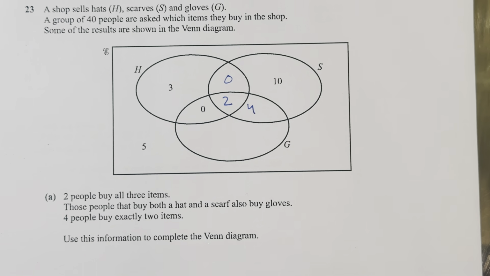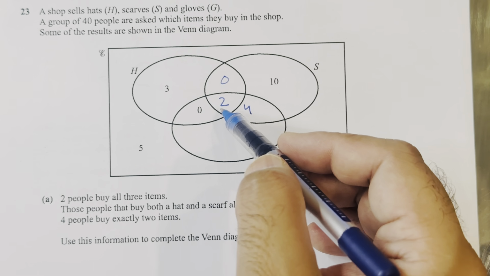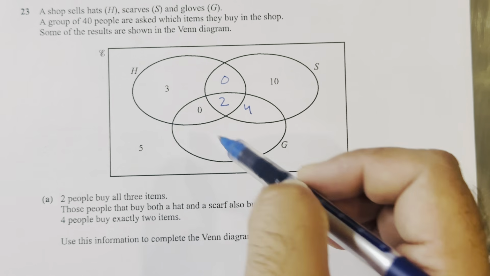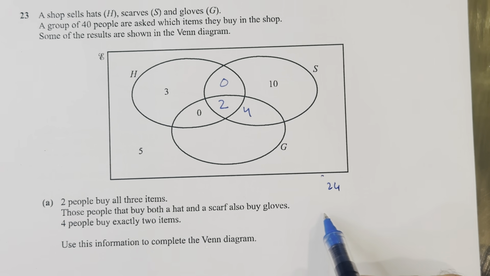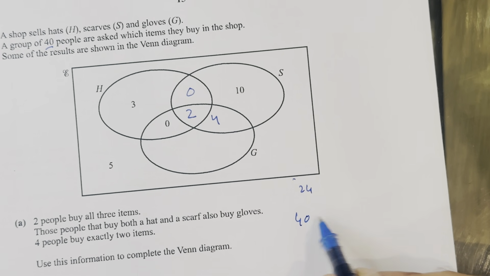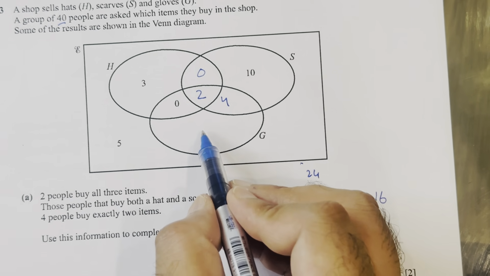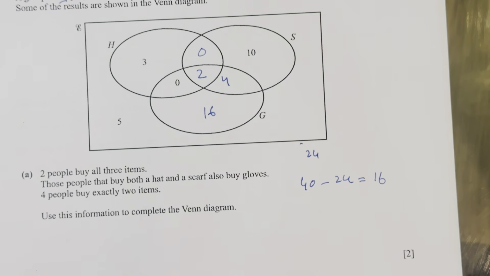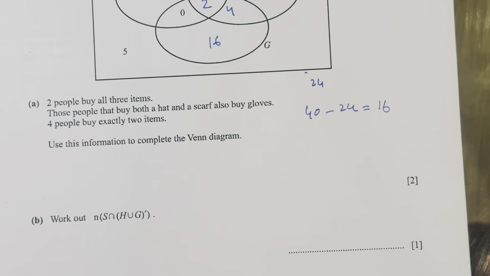I'm going to add 10 plus 4 is 14, 14 plus 2 is 16, 16 plus 3 is 19, 19 plus 5 is 24. We're going to subtract 24 from 40. The answer would be 16. So we're going to write 16 over here. So part A is completed.